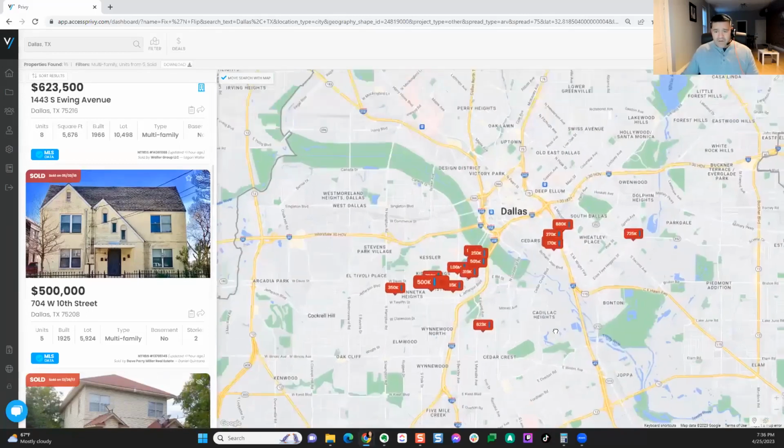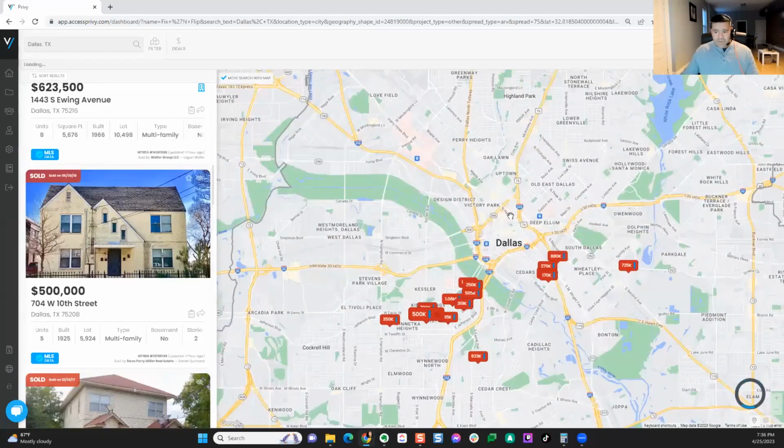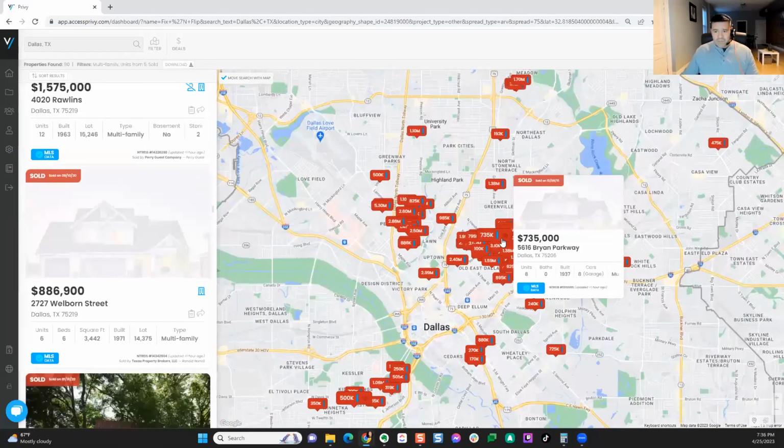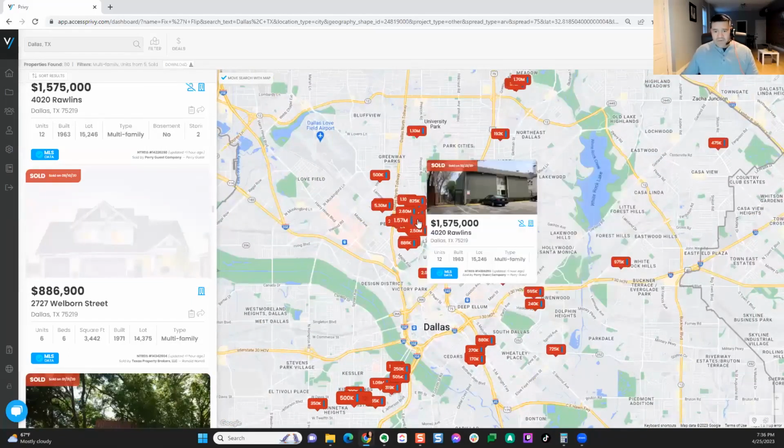If we zoom out here, you start to see more of those. There's a lot more here on the north side. So those are all multifamily properties greater than 5 units. This one, look at that one. That's a 12 unit building. That was an on market deal.